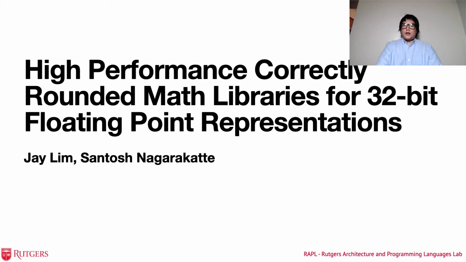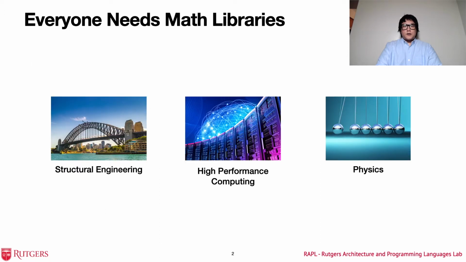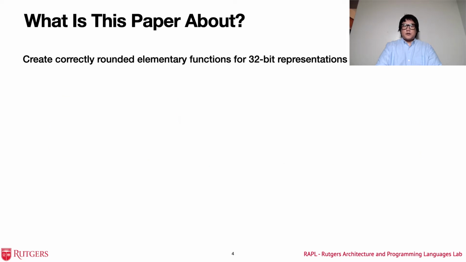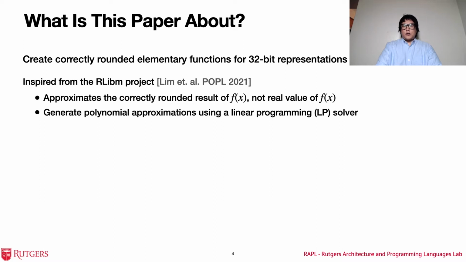Today I would like to share an exciting method for approximating elementary functions for 32-bit representations. All endeavors in science, from structural engineering to scientific simulation, use math libraries to approximate elementary functions. Unfortunately, mainstream math libraries do not produce correct results. So the goal of our work is to create approximations of elementary functions for 32-bit representations that produce correctly rounded results for all inputs.